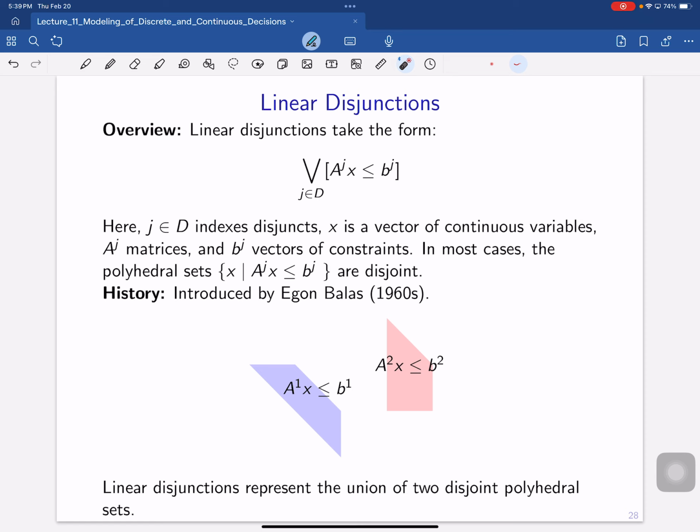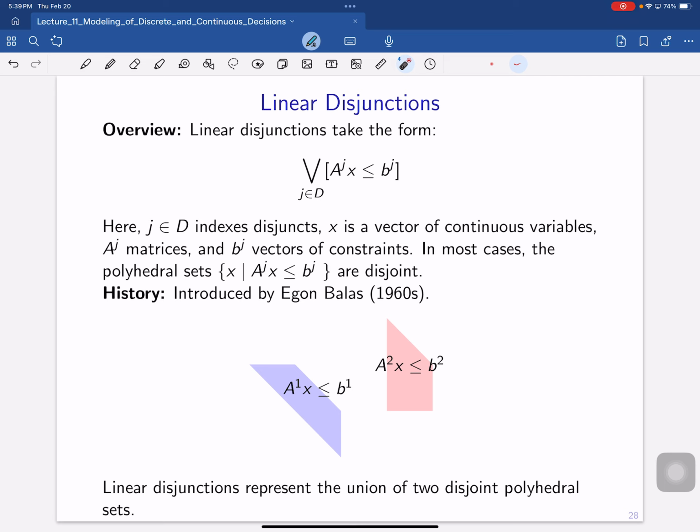So that's one of the reasons we taught disjunctive programming in this class, because my PhD advisor was heavily influenced by Egon Balázs. He was able to translate disjunctive programming into something more general called generalized disjunctive programming. That shows to be very effective, especially in modeling chemical engineering problems, like problems in process design and process synthesis. That's just a side note or a fun fact for you.